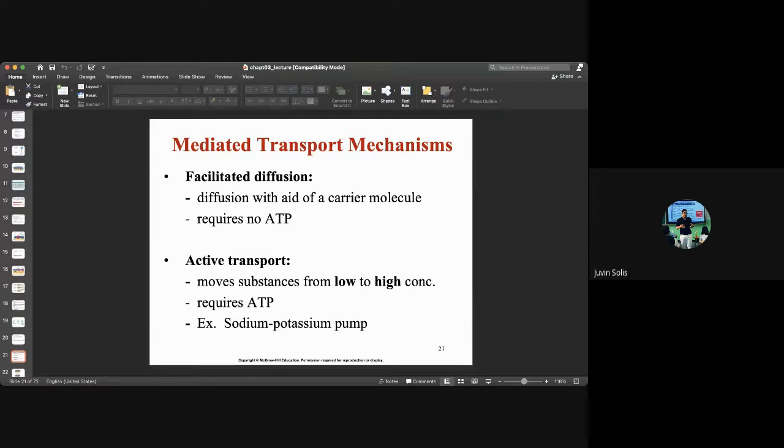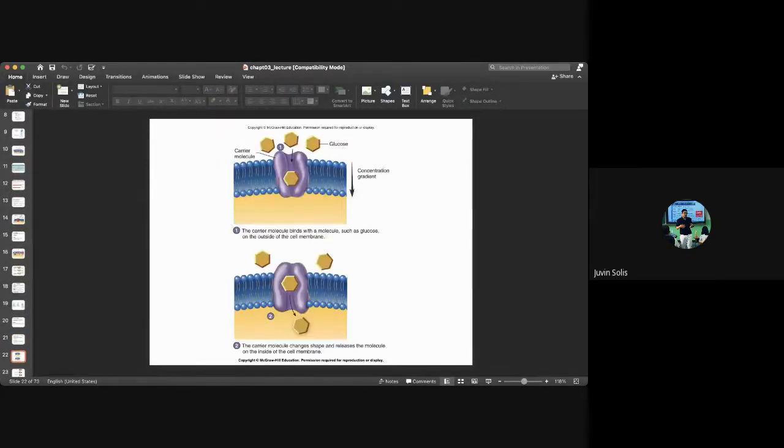Have you heard ATP before? Yes, anyone? Opo, sir. What is ATP? Adenosine triphosphate po. Okay, very good. So that is actually your adenosine triphosphate. In facilitated diffusion, we don't need ATP. While in your active transport, we actually require the use of your adenosine triphosphate, especially during the sodium-potassium pump. Okay, we're going to discuss that one here. Okay, look at this illustration here. Can you see it clearly?